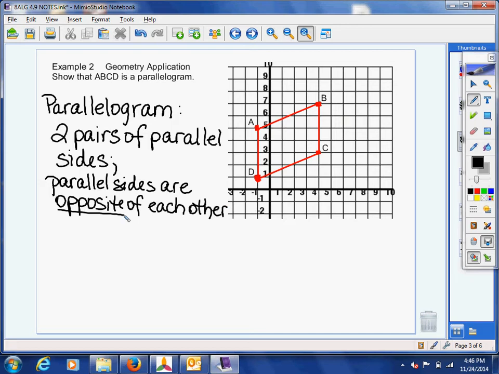So what we're looking at is whether AD and BC are parallel. That's what we're interested in. And then we want to see if AB and DC are parallel. So those are opposite sides, and we just want to double check that. There's a number of ways to do that, and my first and foremost favorite is rise over run when checking slopes.